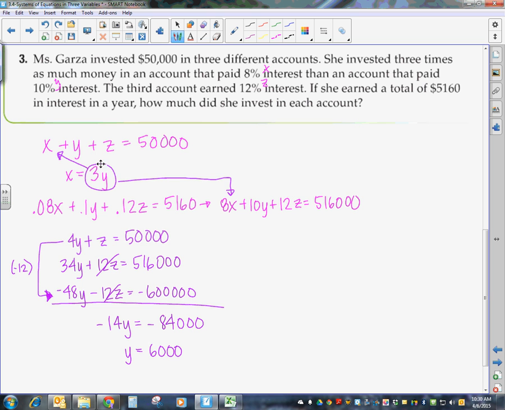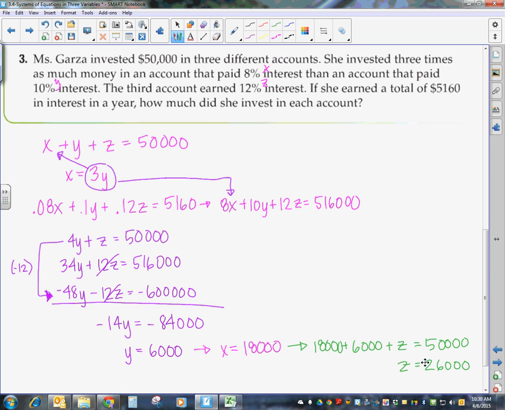So if y equals 6,000, then that means that x equals 3 times that, so x is 18,000. And then your z, I'm going to say, of course, 18,000, oops, forgot a zero there, 18,000 plus 6,000 plus z equals 50,000. So you can figure out that z equals 26,000.